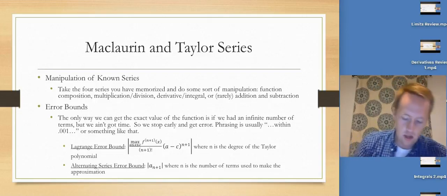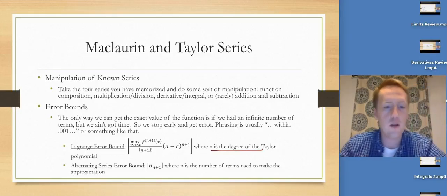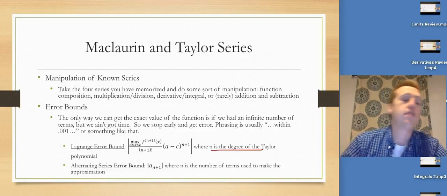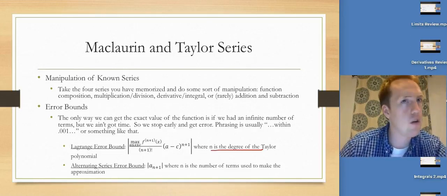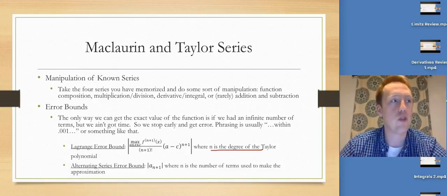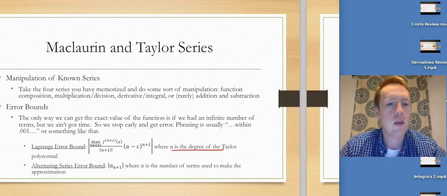Big thing, I said this before in class, I believe: n is the degree of the Taylor polynomial. With the alternating series error bound, n is the number of terms that you've used so far. So sometimes they'll ask you to use the alternating series error bound, and they'll say, if we used a 4th degree Taylor polynomial, then you have to figure out how many terms it took you to get the 4th degree. So that's the only place where this gets a little hairy.